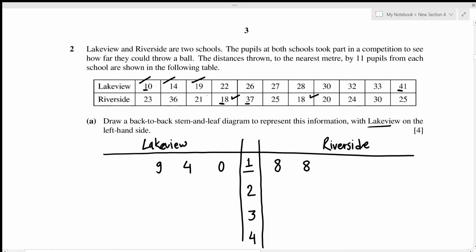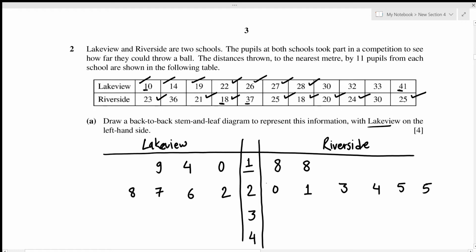Now for the stem having the value of 2 for Lakeview, that's going to be 22, 26, 27, and 28. So that's going to be 2, 6, 7, and 8. Now repeating the same process for Riverside, that's going to be 23, 21, 25, 20, 24, and 25. Alright, but we need to arrange it in increasing order. So that's just going to be 20, 21, 23, 24, 25, and again another 25. So that's going to be 0, 1, 3, 4, 5, and another 5.